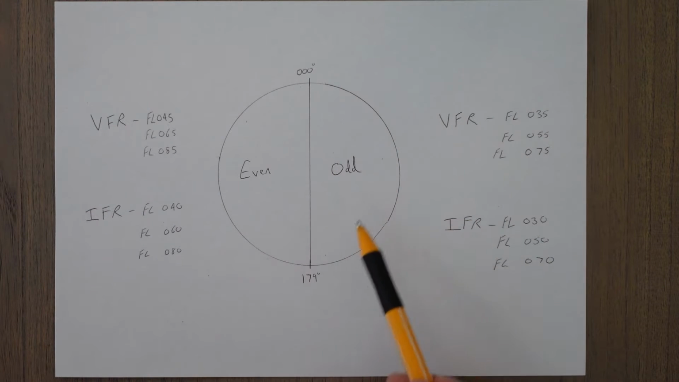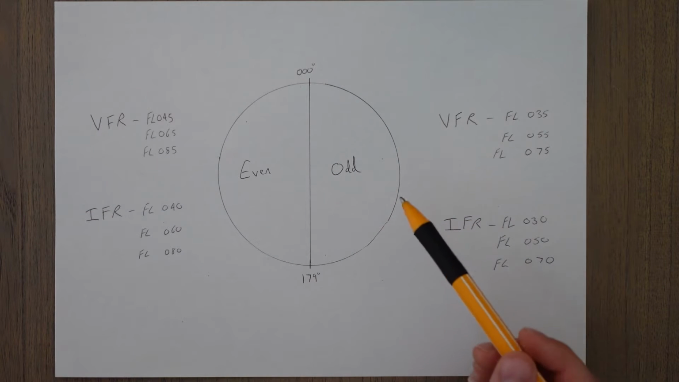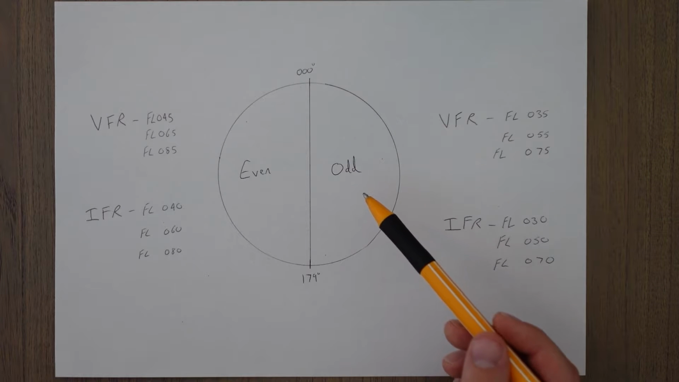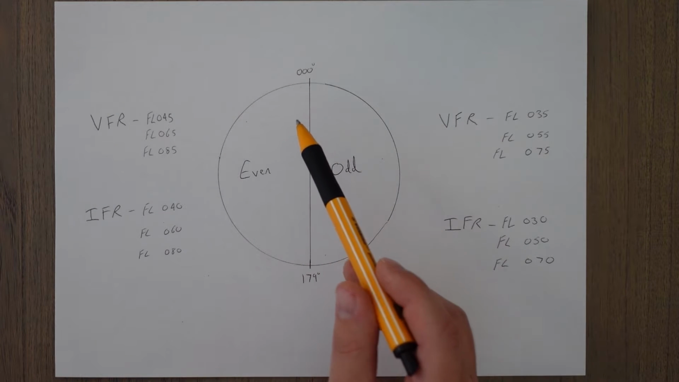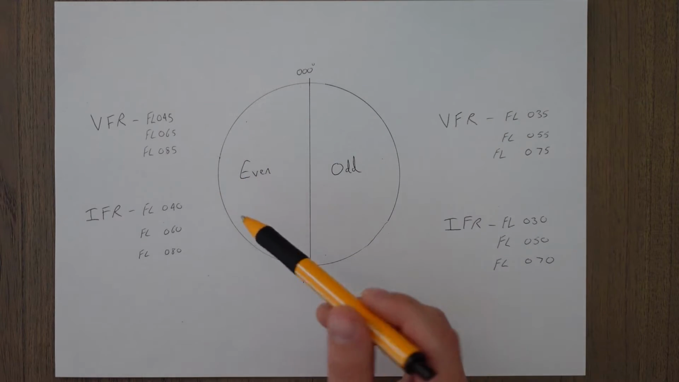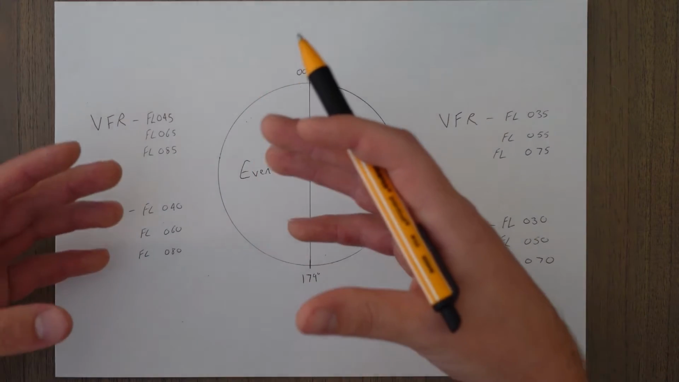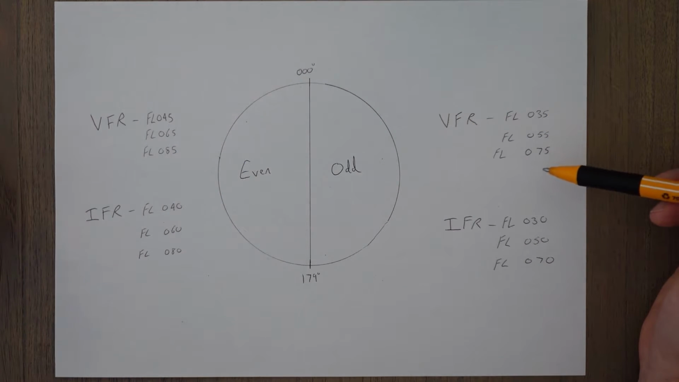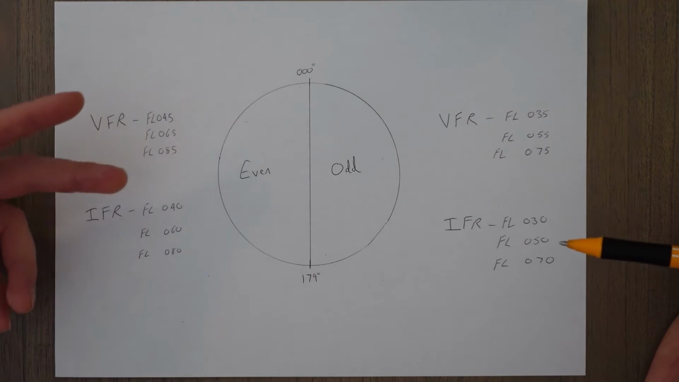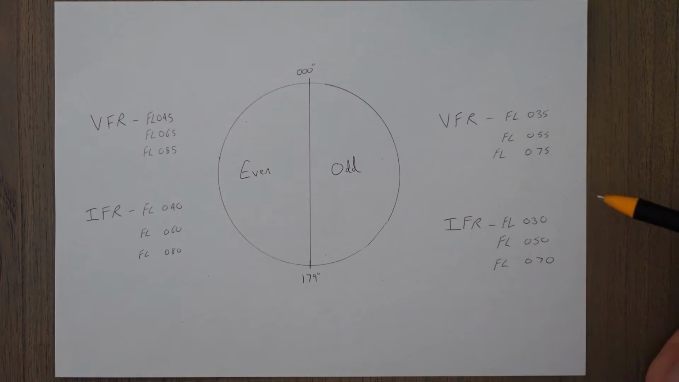So from 0 to 179, we fly on odd levels. And then from 180 to 359, we fly on even. I know that technically all the levels are even because they end in 0, but hopefully you know what I mean. I mean 357 and 468, that kind of thing.